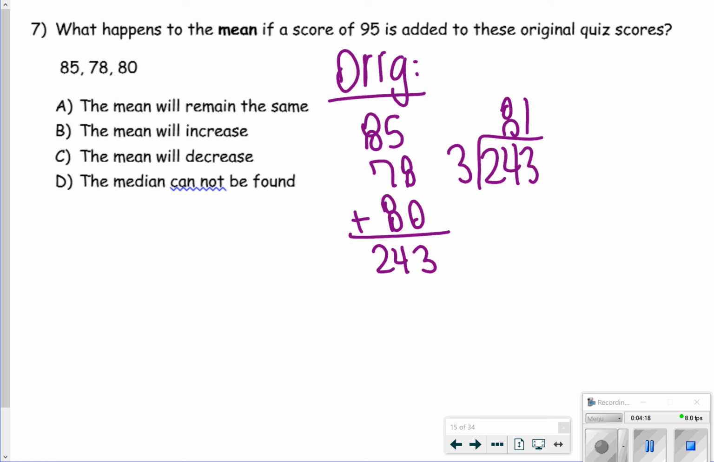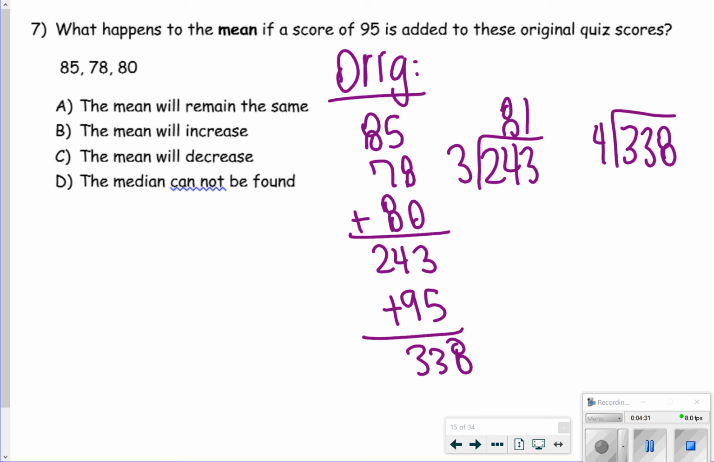Now, if I add 95 to that, I'm basically just going to come down here and add 95 to 243, and I would get 338. But now I've got to take this 338 and divide that by 4. And obviously, just like what happens to your grades, this mean increased. It went to 84.5. So we were at 81, and now we're at 84.5, so the mean will increase.